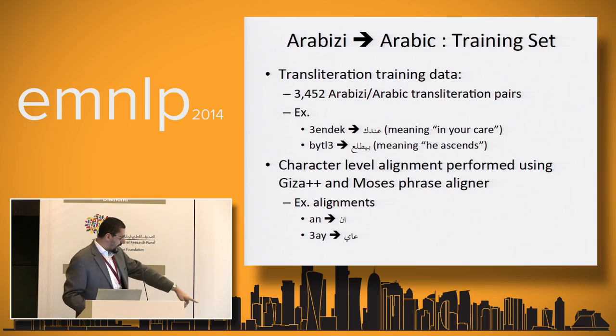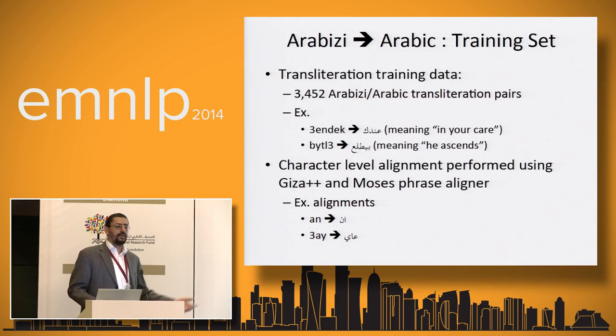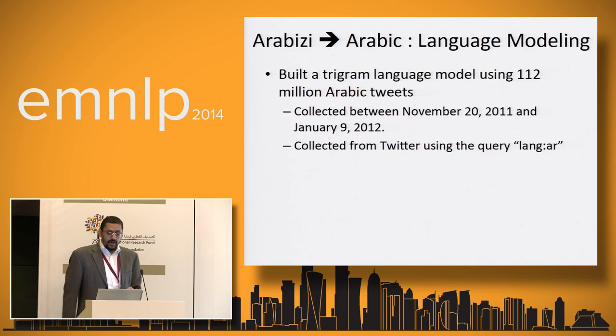So you get things like N, and this will go to Alif Nun, and then I, for example. So you would get an equivalent that is multi-character on the Arabic side also. Okay. So this was the training for the conversion, and the second part was the training for the language model.